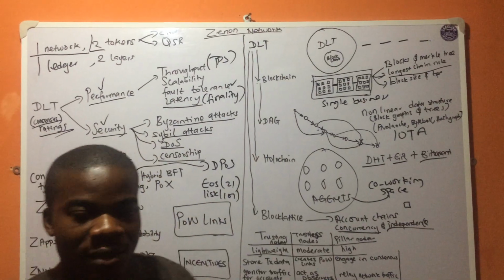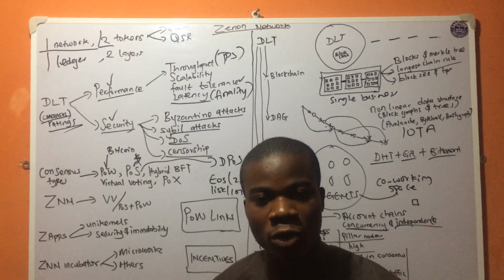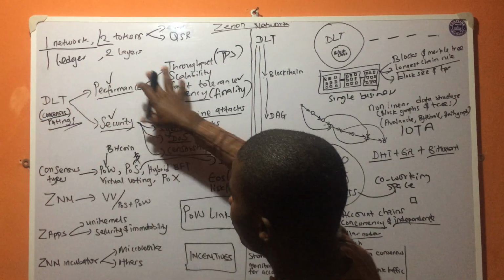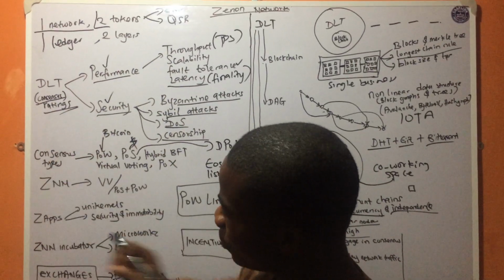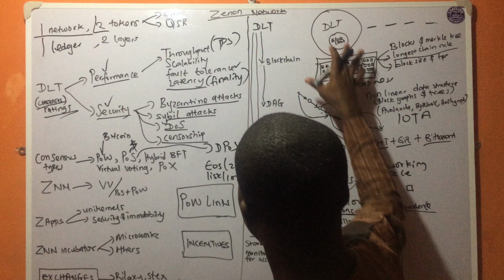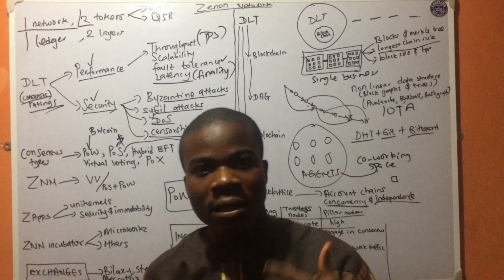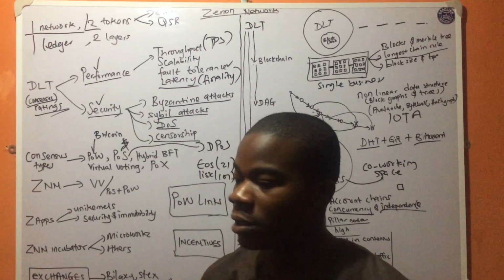Okay, so in this lesson we discuss Zenon Network. What is Zenon Network? A brief overview of consensus and the different types of consensus, and then a brief overview of the distributed ledger, and then we'll talk about how Zenon Network comes into this.